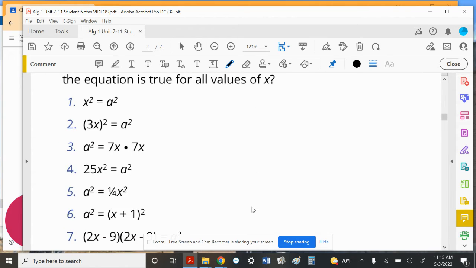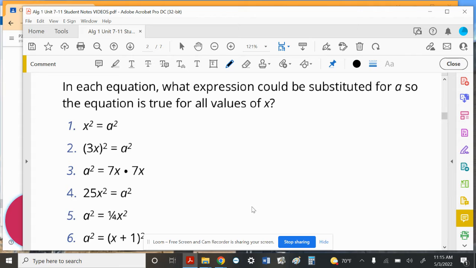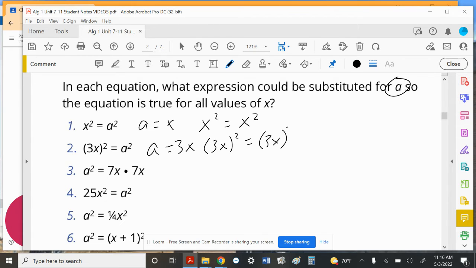So first thing is, what expression can be substituted for a? What can we plug in for a so that the equation is true for all values of x? What we want to do is replace the a to make this statement true. The first one's pretty straightforward. We can just make a equal x, so we get x squared equals x squared. In the second case, we can make a equal to 3x. Then we get 3x squared equals (3x) squared. Notice the parentheses are necessary in number 2.